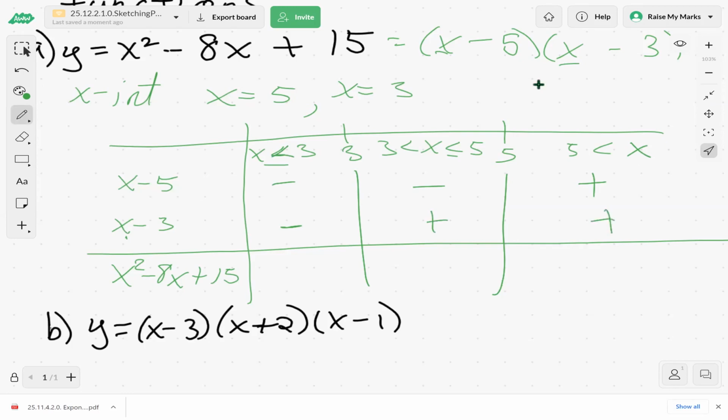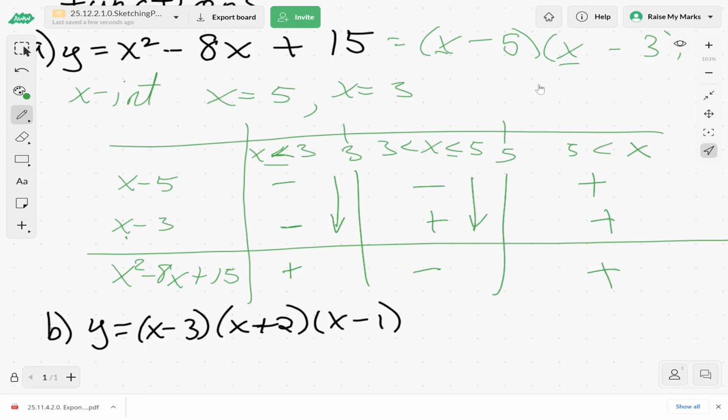Our function on the first interval, as we go down the column, is going to be positive. This product of two negatives is a positive. On the second interval, when x is between 3 and 5, our function is going to be negative. And finally, on the last interval, when x is greater than 5, our function is also going to be positive. Okay, so we have some information here. We have our x-intercepts. We have the intervals on which the function is positive and negative.